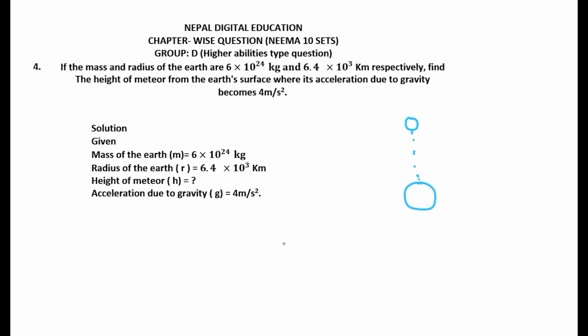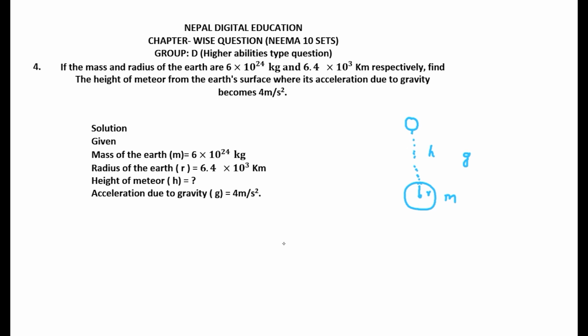Suppose here height h, and suppose this is radius r is given, mass is given. We have to find the h, and g is also given here, that is 4. So mass and the radius of the earth are given, and we have to find the height of the meteor.